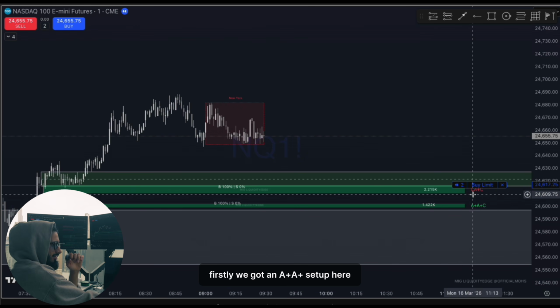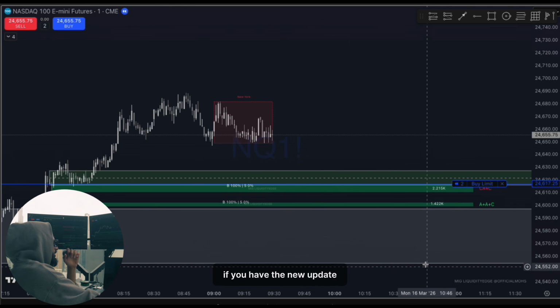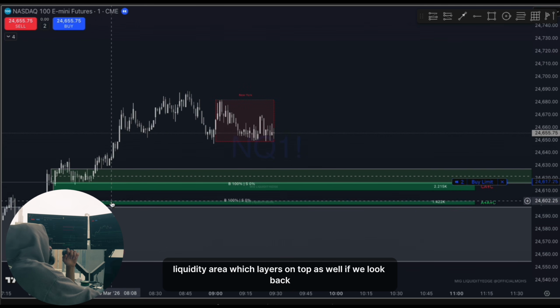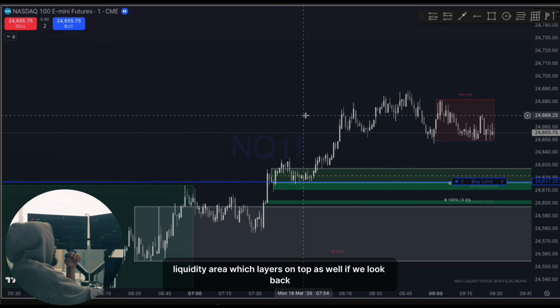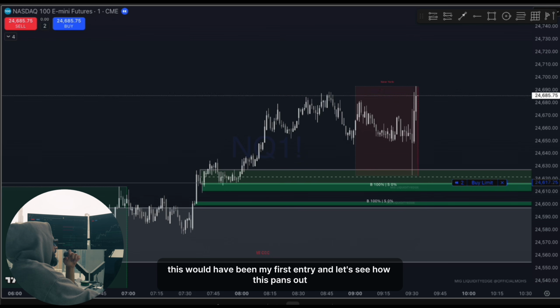Firstly, we've got an A plus setup here. So our confirmations for that specific liquidity area is far stronger. If you have the new update, it's a 15 cc at the bottom. So this would be the higher time frame liquidity area, which layers on top as well. If we look back, this would have been my first entry, and let's see how this pans out.